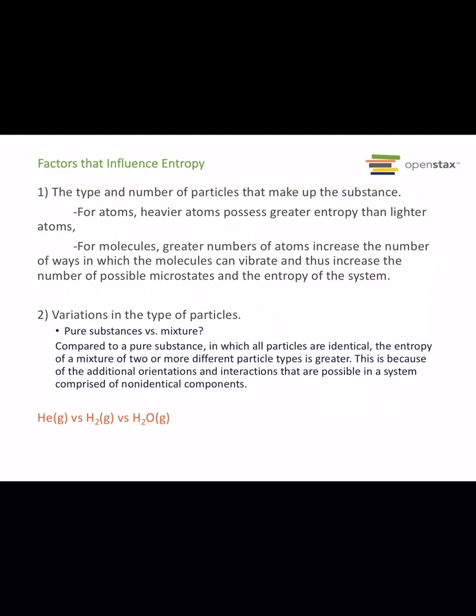So if we look at helium, hydrogen gas, and water at the bottom, which of those is going to have the highest entropy? Water, because it is a molecule that contains 2 or more atoms. Hydrogen, H2, is going to be the second highest because it's comprised of 2 atoms. And helium is going to have the lowest value of entropy when comparing these 3. Even though helium and H2 have the same mass, because H2 has more atoms and there's more interactions between multiple atoms, it's going to have a higher entropy.